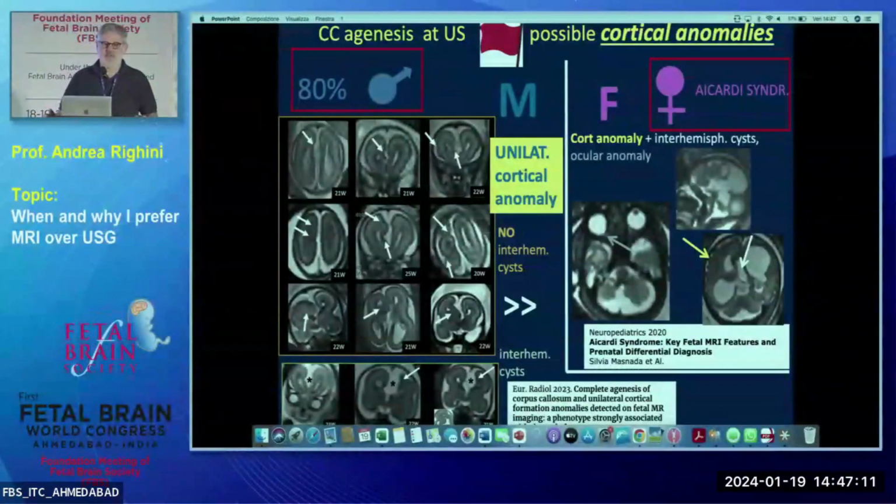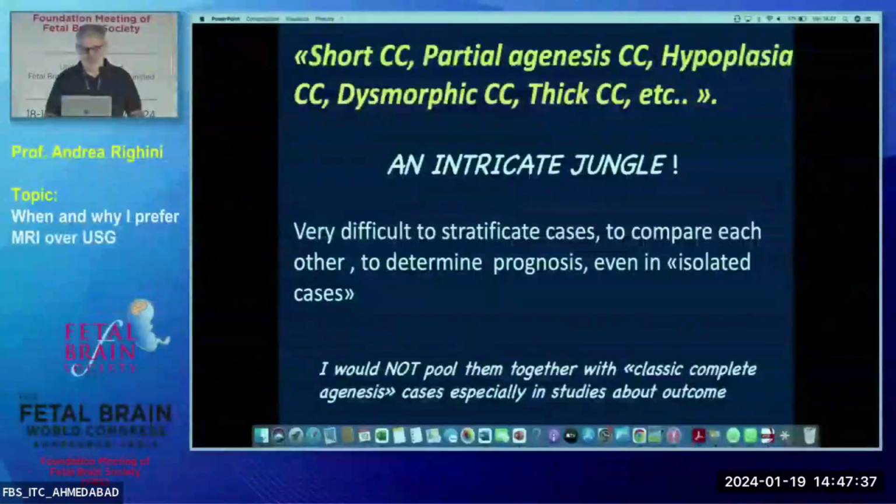It has been recently addressed also by a paper of ultrasonographer colleagues about some medial imprinting. It's a bit heterogeneous. We can talk about it in more detail a little later, but the main message is that when you see a male fetus with a complete agenesis of the corpus callosum, please look at the frontal cortex, especially of one hemisphere.